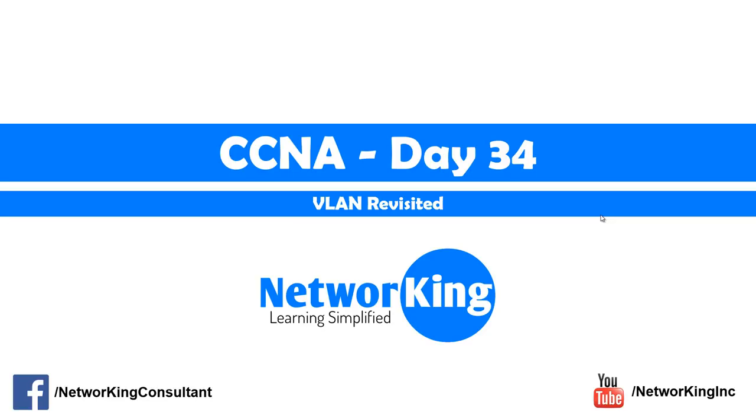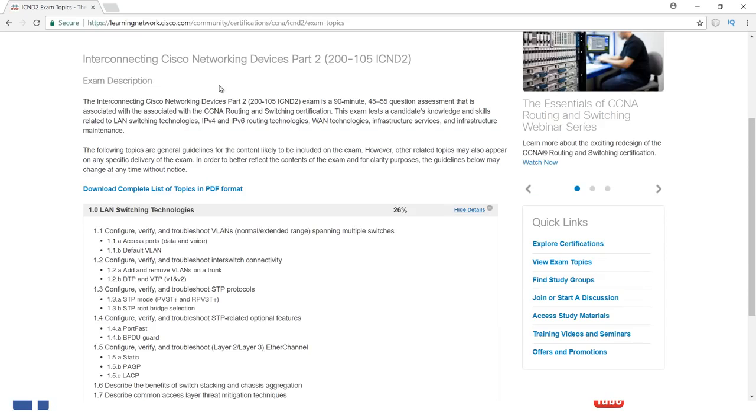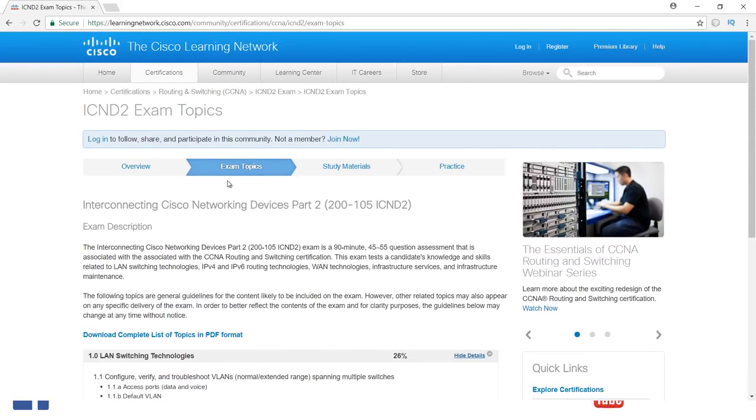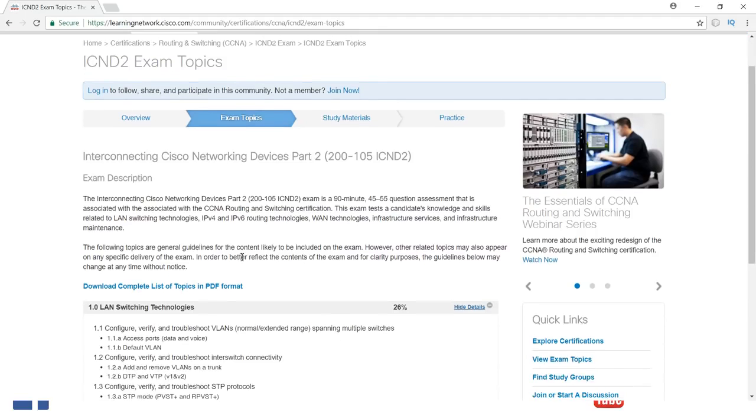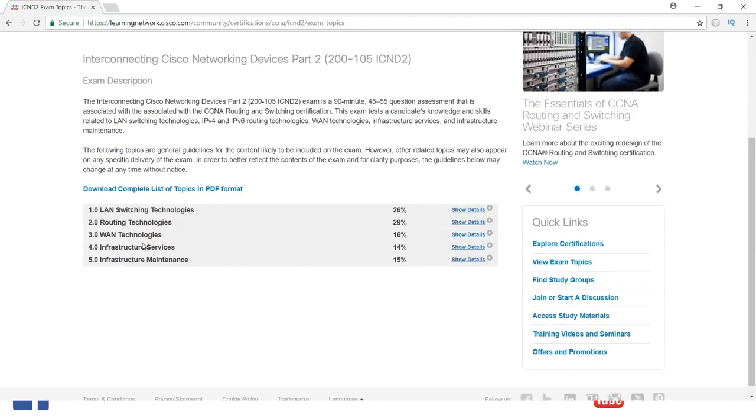Let's not waste much time, but just before we start, I need to show you the way we're going to structure the videos. With ICND 1, I have not followed any set pattern. I just tried to logically flow the topics such that it was easy for you to understand. Now we are in ICND 2, and like a lot of people have requested, we will follow Cisco's syllabus. If you go to Cisco's ICND exam topic on the website, like the link that you see here, you will see the topics that ICND2 200-105 is following. You have five broad topics: LAN switching technologies, routing technologies, WAN technologies, infrastructure services, and infrastructure maintenance.